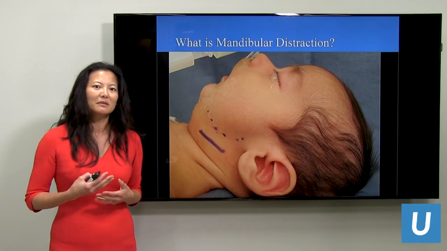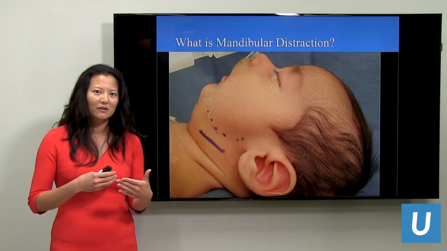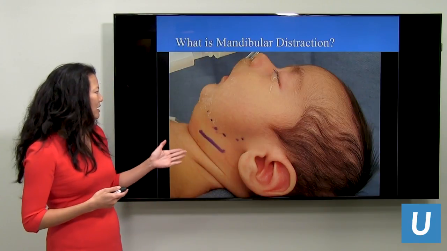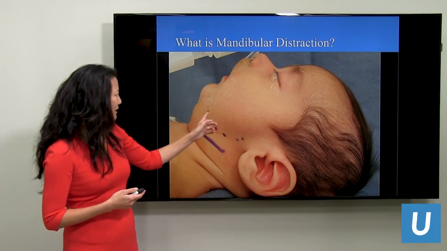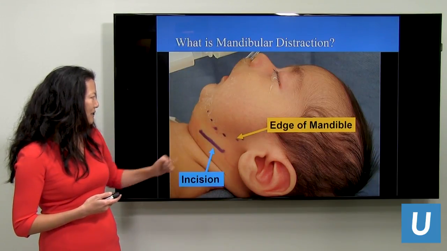The concept is very simple. We're just going to lengthen out the mandible because the mandible was never the right size in utero. The way we do this is we start with the baby. Here he is on the table. Here's the mandible, that's the dotted line here. This is the incision that we make on the skin.